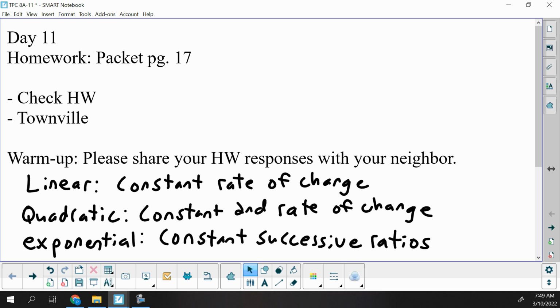Those are the big three from our linear, quadratic, and exponential charts. If you didn't know the equation and I just gave you a table of data, you could do some rates of change or successive ratios and pretty quickly figure out what type of equation we would be working with.